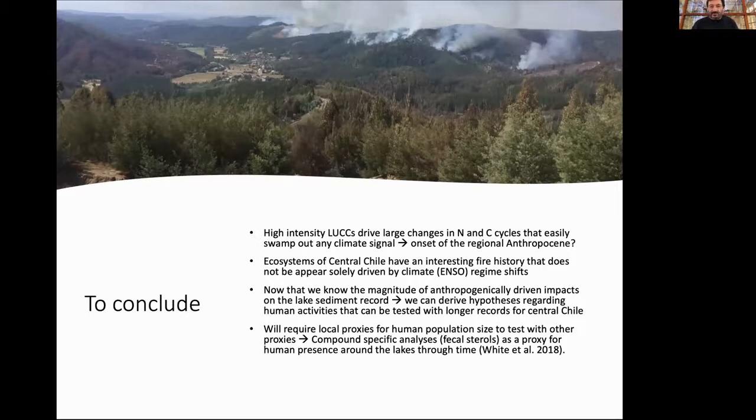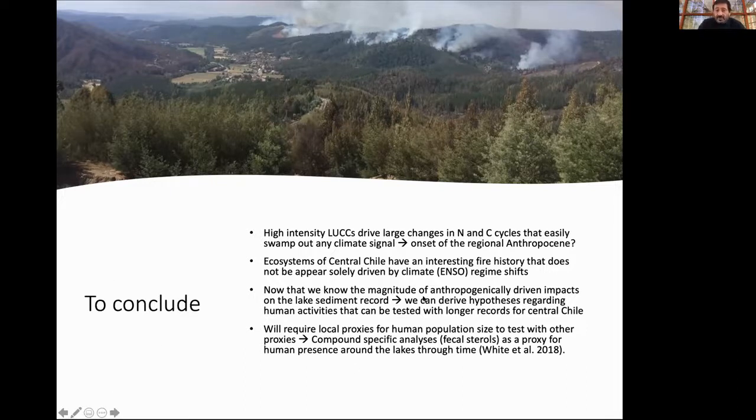Clearly, the largest changes in any of the records in central Chile come at the onset of the regional Anthropocene, sometime in the mid-20th century. And it really is local policies that are driving these big changes in the ecosystems. There is also an interesting fire history that doesn't appear to be solely driven by climate. We've looked at other records of fire apart from Vichuquen. None of them are nearly as nice in terms of resolution, but they certainly show similar patterns, with fire dropping off at the onset of the medieval climate anomaly.